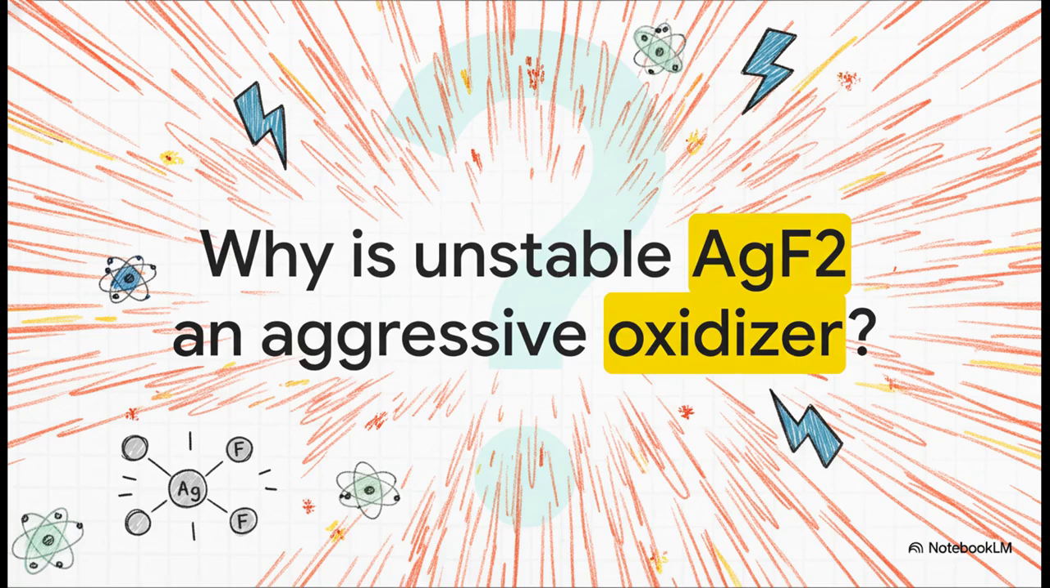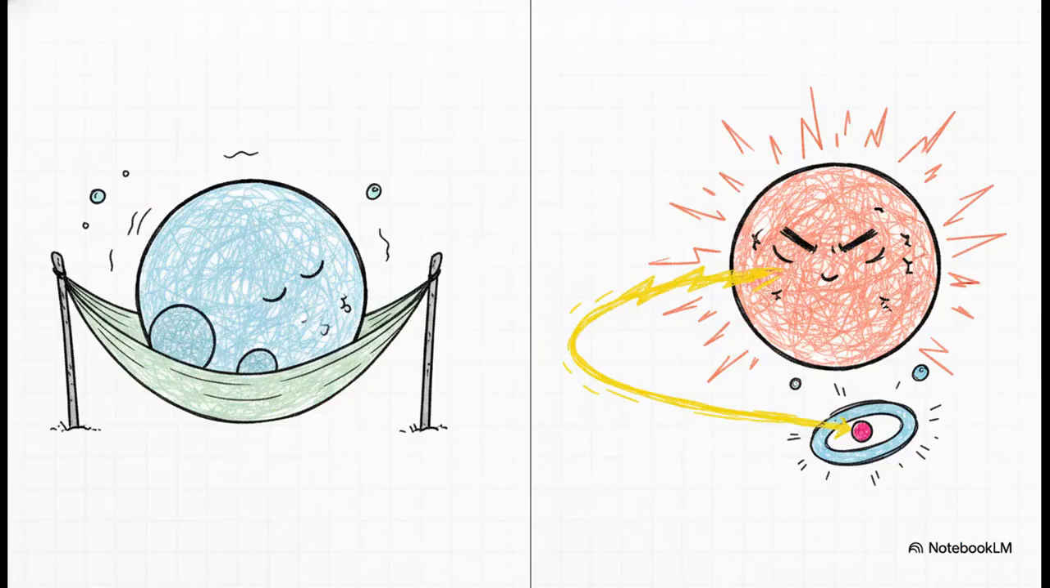Before we wrap things up, let's look at one extreme behavioral anomaly that ties all of this together, featuring the surprisingly aggressive compound silver difluoride, or AgF2. It is notoriously volatile and reactive. But why? Well, it comes back to states. Silver naturally prefers to be highly stable in a +1 state, but in AgF2, it's being forcibly pushed into a +2 state.